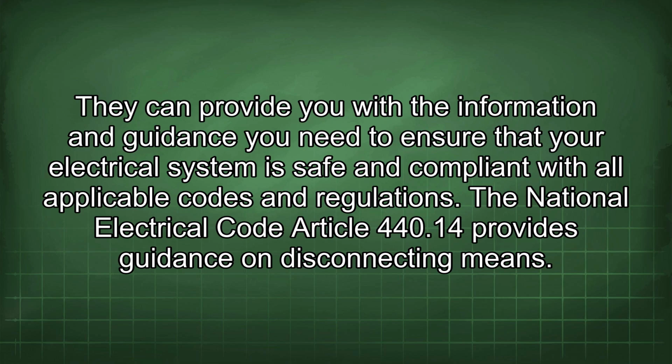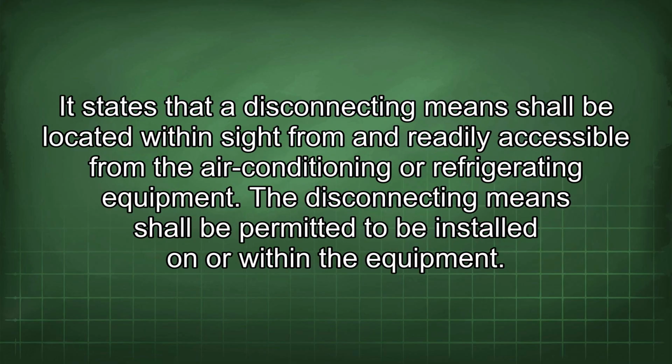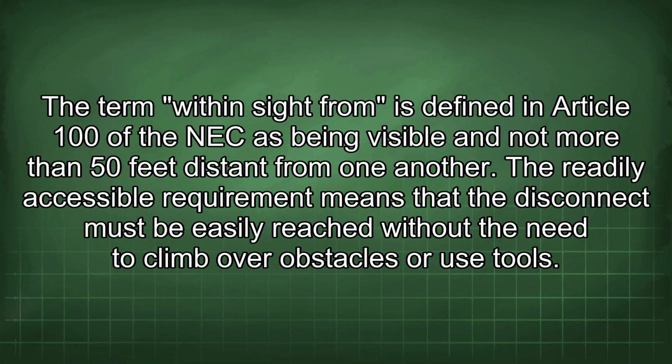The National Electrical Code Article 440.14 provides guidance on disconnecting means. It states that a disconnecting means shall be located within sight from and readily accessible from the air conditioning or refrigerating equipment. The disconnecting means shall be permitted to be installed on or within the equipment. The term within sight from is defined in Article 100 of the NEC as being visible and not more than 50 feet distant from one another.